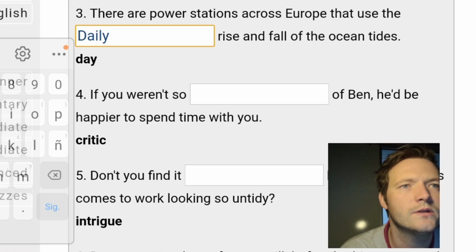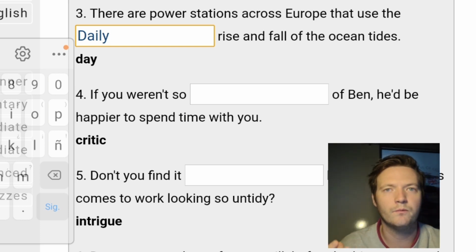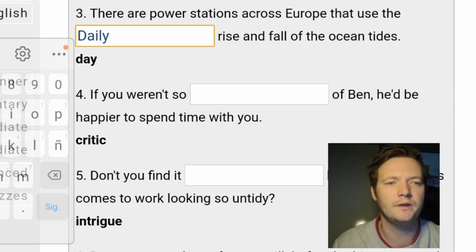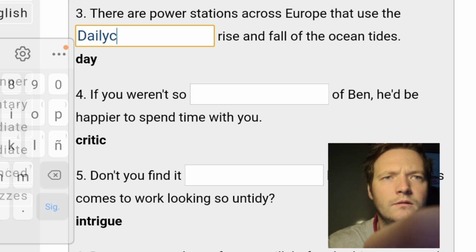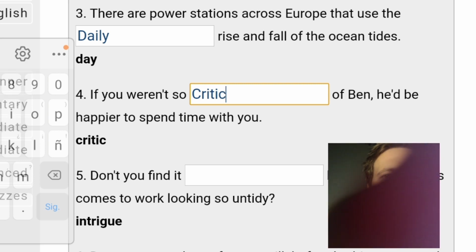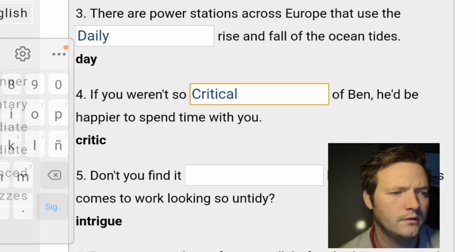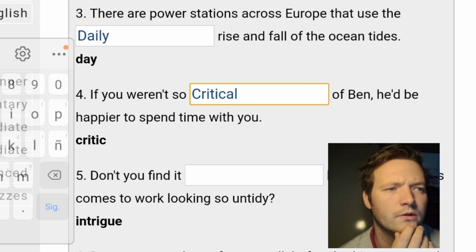Okay, number 4. If you weren't so critic of Ben, he'd be happier to spend time with you. So I think here we want, again, an adjective now. So it would be critical, I think. Critical. I got them writing it in the wrong place again. Yeah, critical. If you weren't so critical of Ben. Yeah, I think that's good enough. Good enough for me.